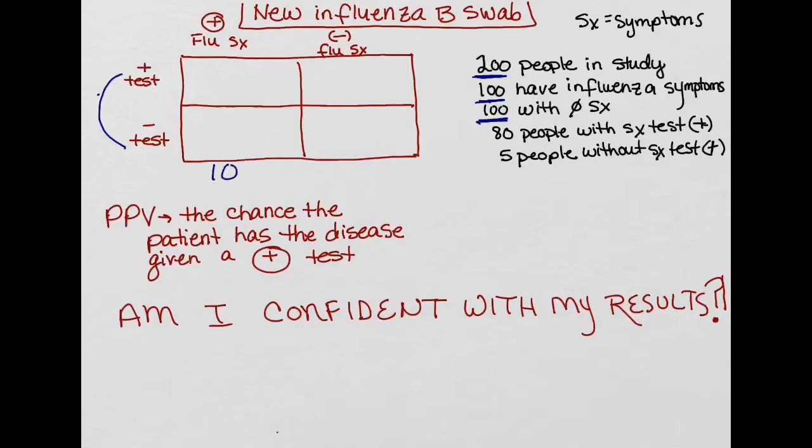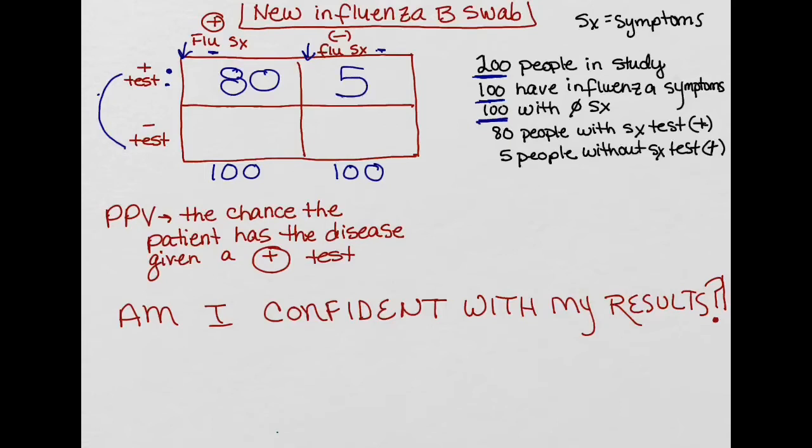So I'm going to put 100 here because 100 have flu symptoms. And then I'm going to put 100 here because 100 do not have flu symptoms at all. And then they tested the population. 80 people with symptoms tested positive, so 80 goes in this column. And then 5 people without symptoms test positive, so that number is going to go here.